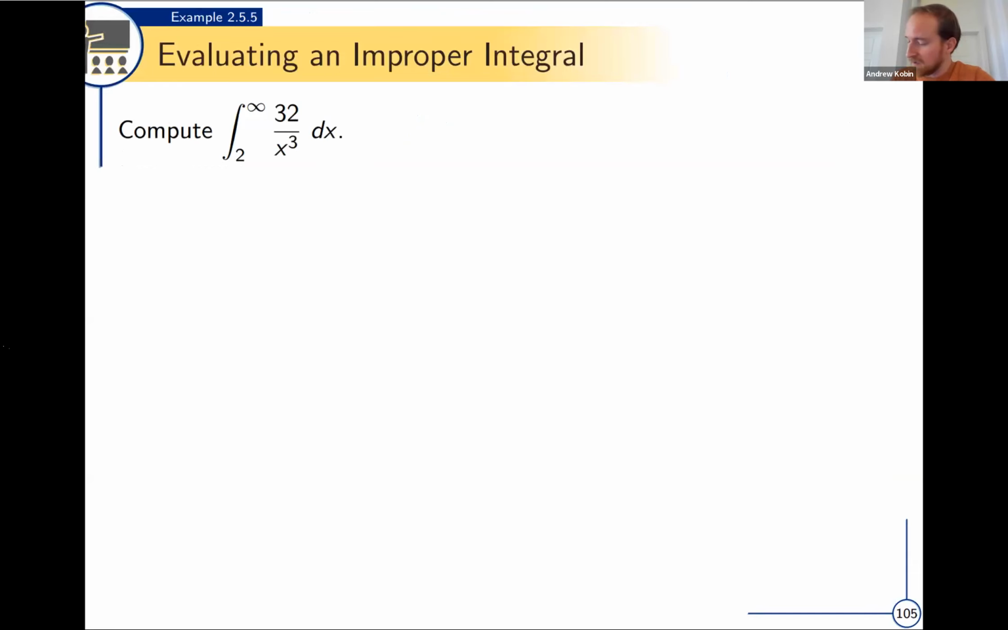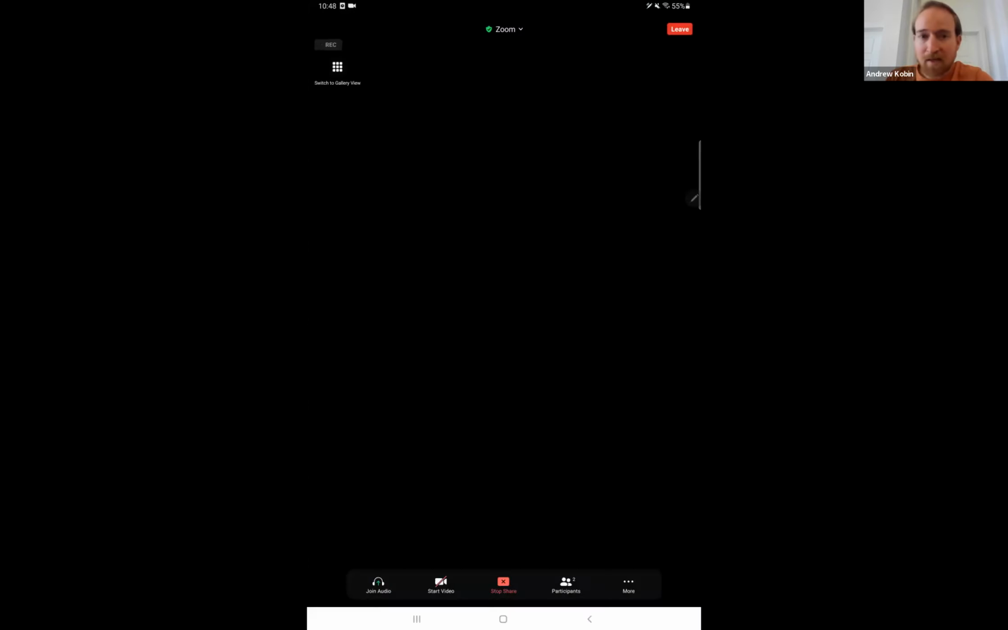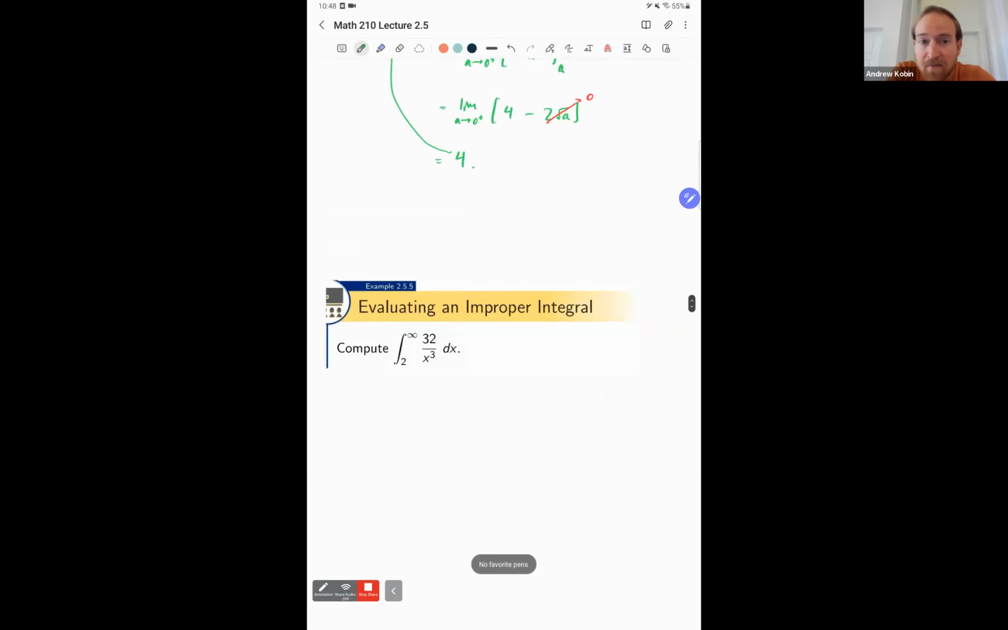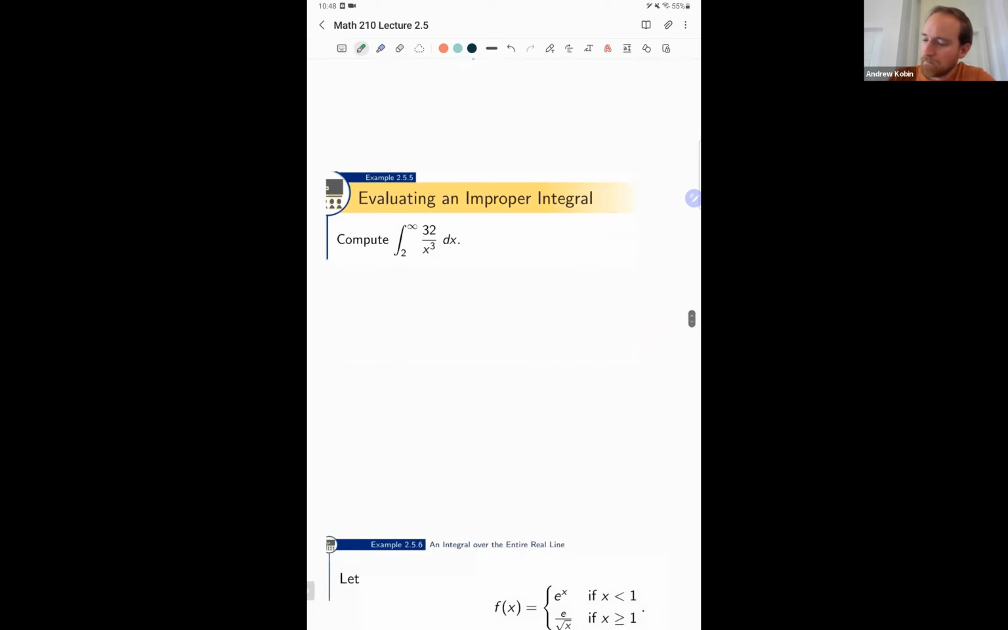So to practice this, here's a practice problem. If you want to pause and try this yourself, try to at least set up the limit expression. That'll be our first step together. That makes sense of this improper infinite integral from 2 to infinity of 32 over x cubed. So pause the video now and try to write this down. I hope everyone will do this before I show you the answer.